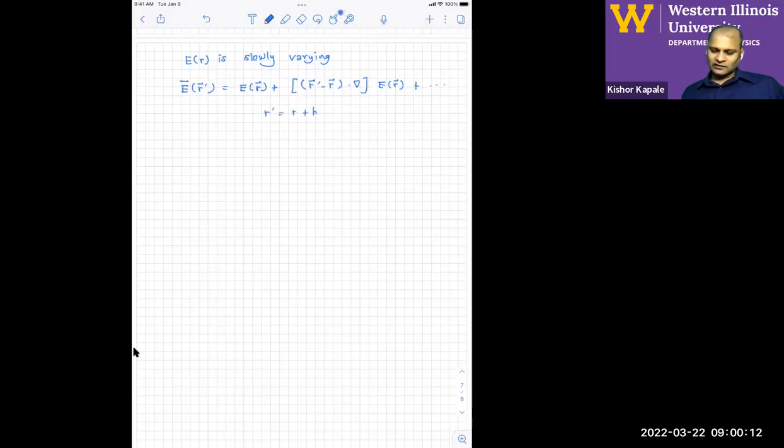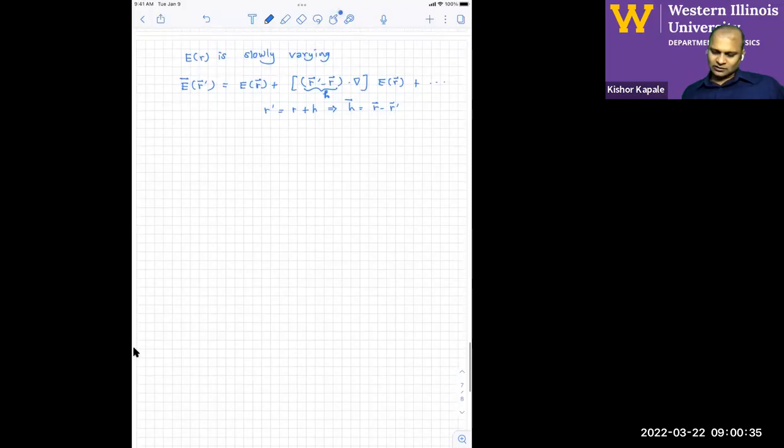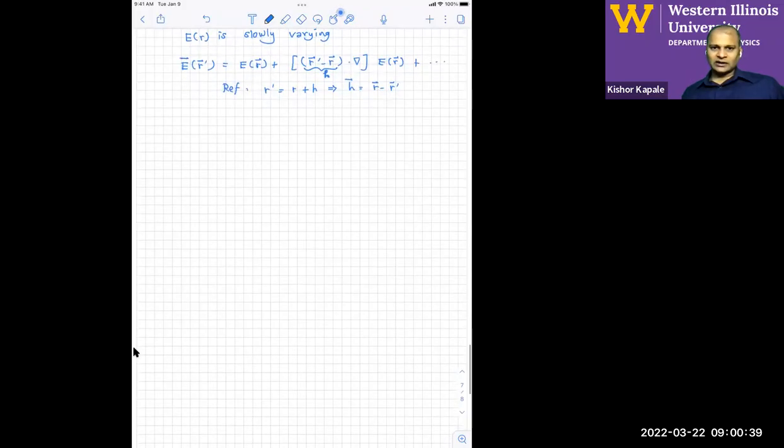and r prime here is essentially r plus h, where h is a small quantity, r minus r prime. So if you want, this here is essentially h, and so on. So it's the small change in the distance from the point we started with, and h itself is a vector, right? Because it's r minus r prime. Okay, so that is just to recollect how these things are connected.